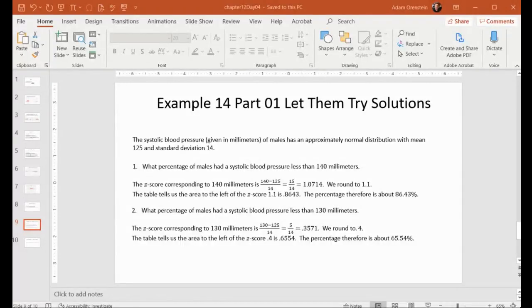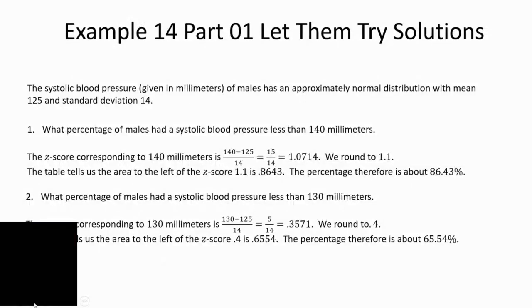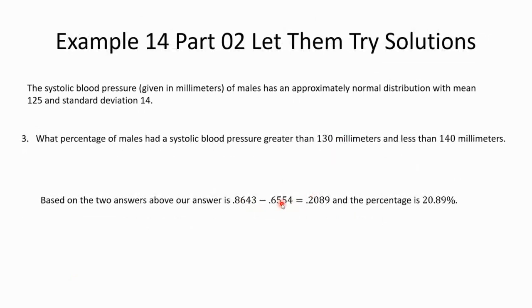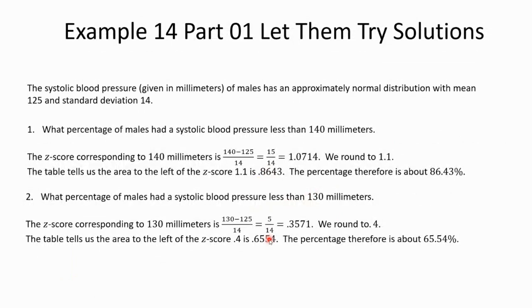Now, how would you get between 130 and 140? Well, it's really just like what I was trying to show you with the previous example. You end up subtracting. So if you want the percentage of males who had a systolic blood pressure less than 140 but greater than 130, you would have to subtract.